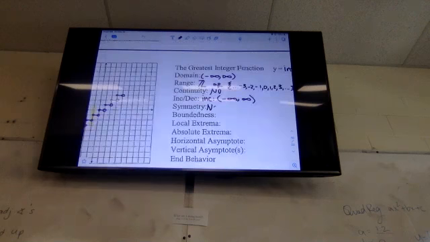Symmetry is no. Boundedness is also no, because it keeps stair-stepping up and up forever, and it could go down in the opposite direction forever. There's no extrema here, because there's no point that's higher or lower than any other point. There are no asymptotes.